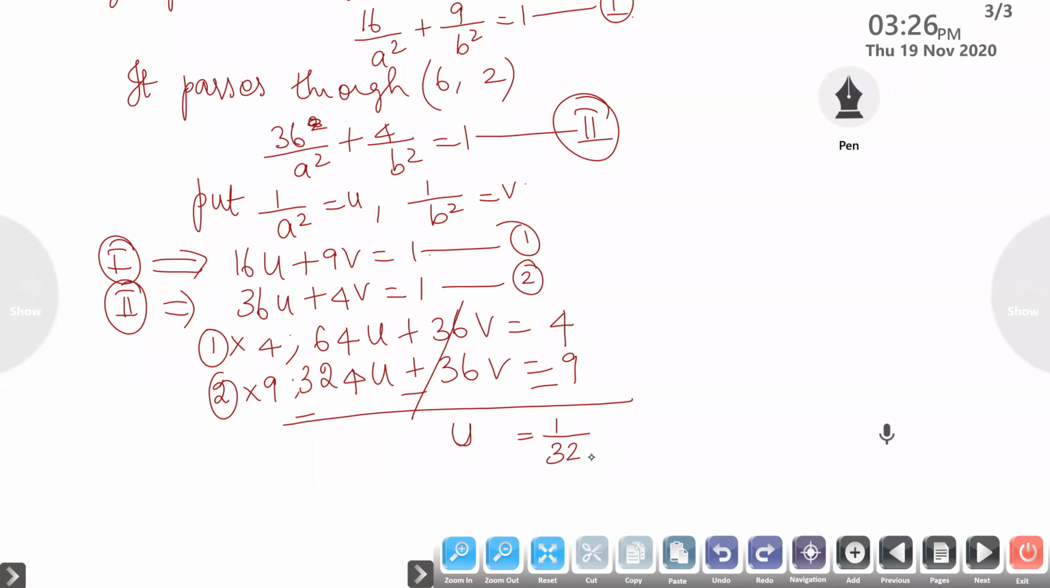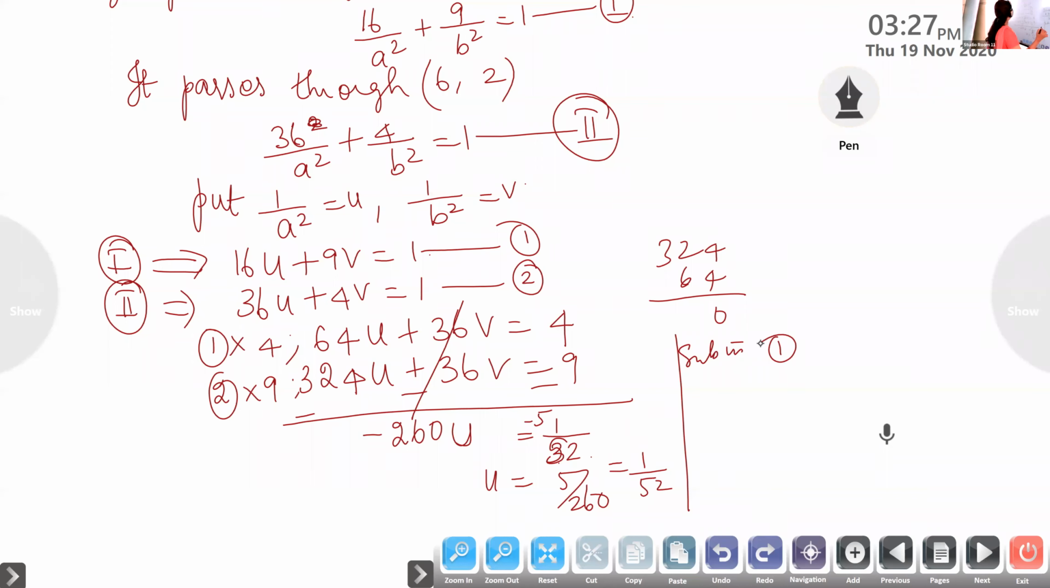If u is 1 by 52, substitute in any one of these equations and find out what v is. Substitute in equation 1. u is 1 by 52, so 16 by 52 plus 9v is equal to 1. So 9v is 1 minus 16 by 52, which is 52 minus 16 by 52. Simplify this, cut it short and find what v is.